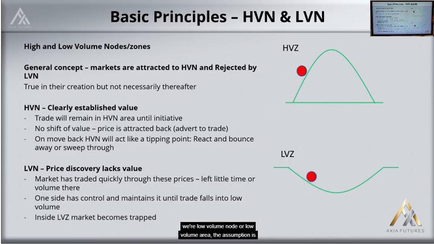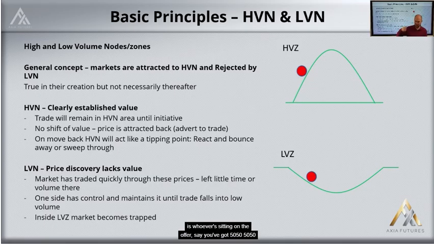Likewise, with a low volume node or low volume area, the assumption is that the market is rejected. Now, in its creation, the market does reject that zone. It doesn't spend any time there. So to create an area of low volume, what has to happen is, let's say you're seeing a market trade higher. You'll get an area of low volume, a volume at price, as the market moves up. And the reason for that is that the price moves quickly. So it doesn't spend any time at any price. You don't get a two-way auction. The market trades up, up, up, up, up.